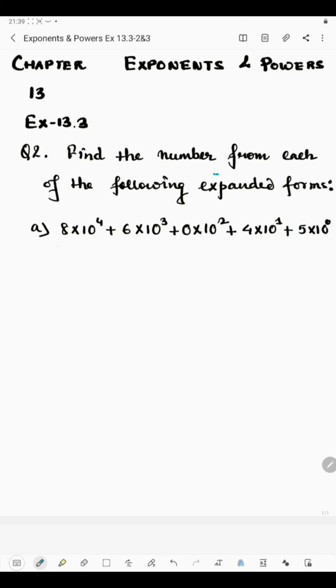Okay, so at first we have 8 into 10 to the power 4 plus 6 into 10 to the power 3 plus 0 into 10 to the power 2 plus 4 into 10 to the power 1 plus 5 into 10 to the power 0. So we will write 8 here, and 10 to the power 4 means if you multiply 10 four times, you will get 1, 2, 3, 4. Since the power is 4, we will have 4 zeros with 1.